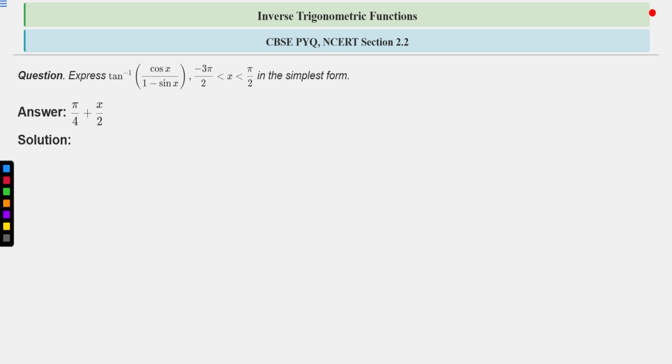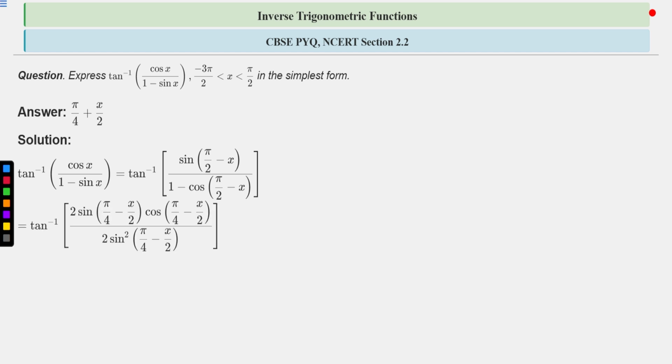So let us see the solution part. Now, tan inverse cos x upon 1 minus sin x can be written as tan inverse. See, cos x can be written as sine of pi by 2 minus x, right? And also, in the denominator, 1 minus sin x can be written as 1 minus cos of pi by 2 minus x, right?